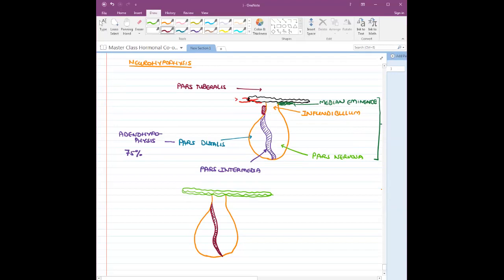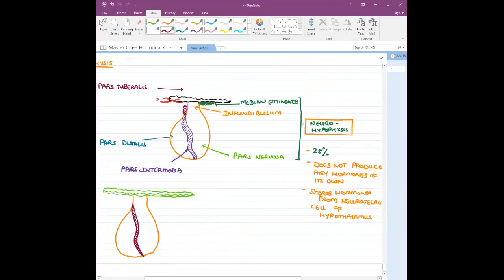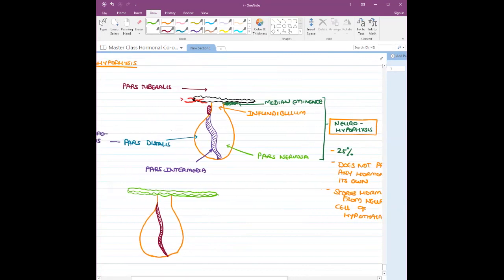Now, one thing that you need to know. What did I tell you, guys? It does not produce any hormone of its own, but it just stores the hormones from the neurosecretory cells. So where are these neurosecretory cells present? They are all present in your hypothalamus. Let's see how this really works and what is happening over there.